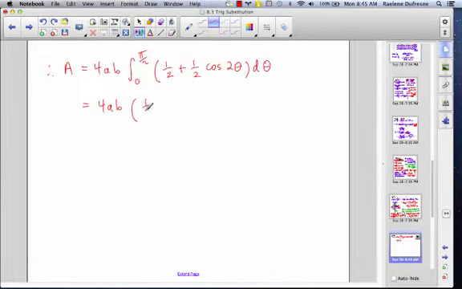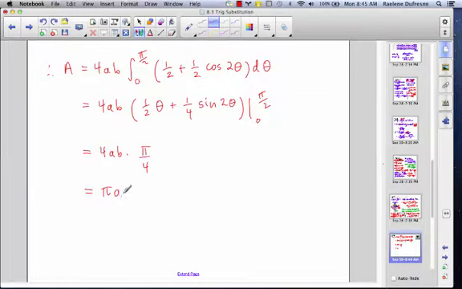So we get 1/2 theta plus 1/4 sine 2 theta, evaluated from 0 to pi by 2. And if you recall, this expression worked out to be pi by 4. So we're going to get 4ab times pi by 4, which is equal to pi ab.